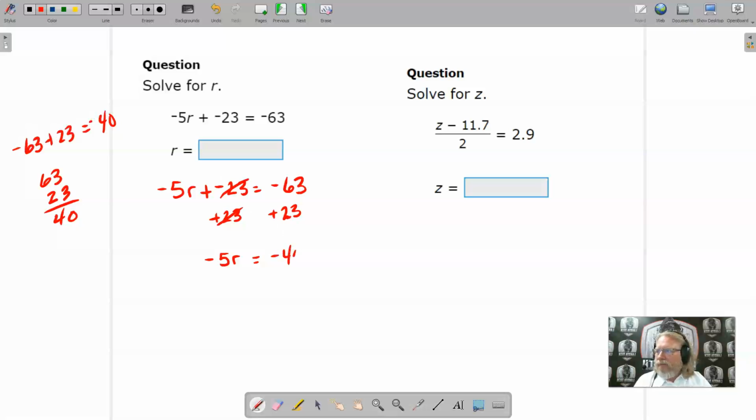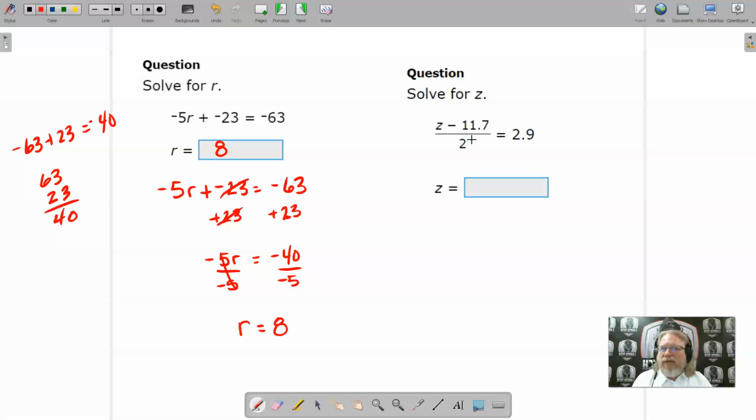So that's negative 40. Now the negative 5 is tied to the r through multiplication, the opposite operation being division. We're going to divide by the very number we wish to get rid of, which is negative 5. And what we do to one side, we're going to do to the other. Cancel those out, and we end up with just r. Negative divided by negative is positive. 40 divided by 5 is 8. R equals 8.